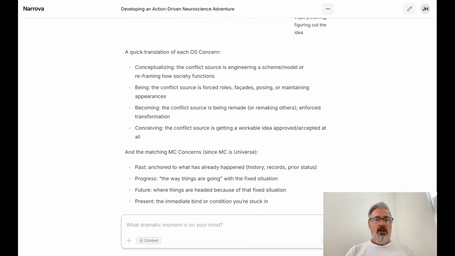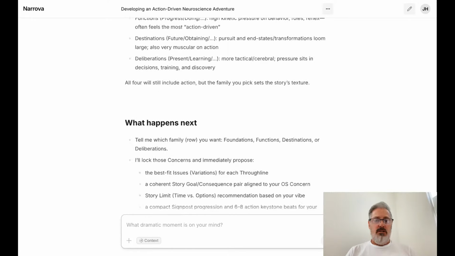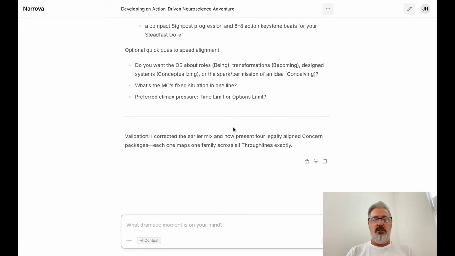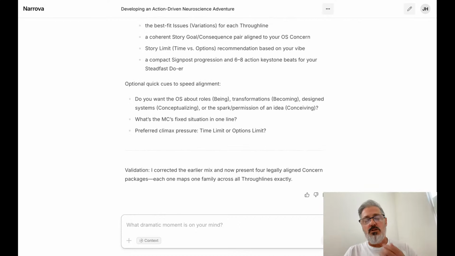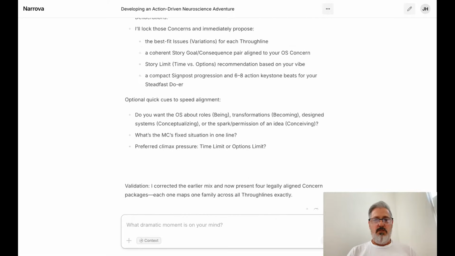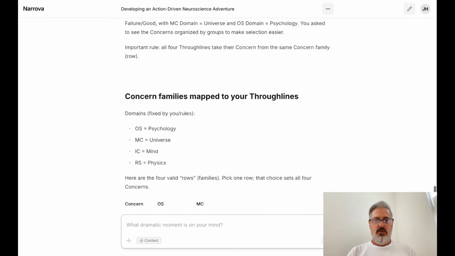So, all right. Did you figure it out? Yeah, yeah. I corrected the earlier mix and now present four logically aligned concern packages. What's really fun is because we're hooked up, Dramatica and Wright Brothers are coming together. Then finding the exact story form that works becomes a lot easier because we can communicate back and forth and make sure everything all lines up. So that would be how you would do the story form.